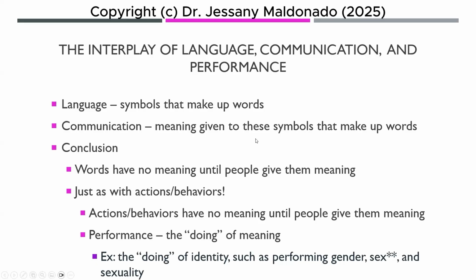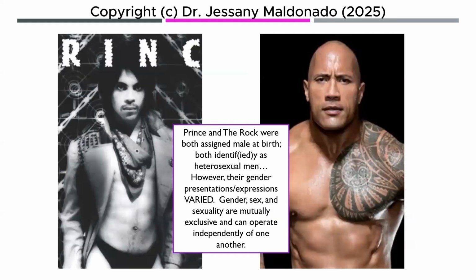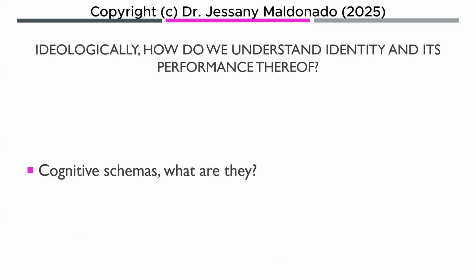And we saw that example with the delineation and differences between Prince and The Rock. How do they perform masculinity in different ways? Prince is more androgynous in his masculinity, or demonstration thereof, his gender performance, whereas The Rock is more hypermasculine in his gender performance. So that's an example of how the doing of gender can differ between two or more individuals or two or more communities. Now, let's get into cognitive schemas.